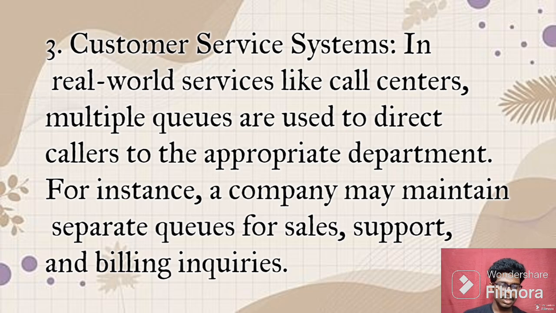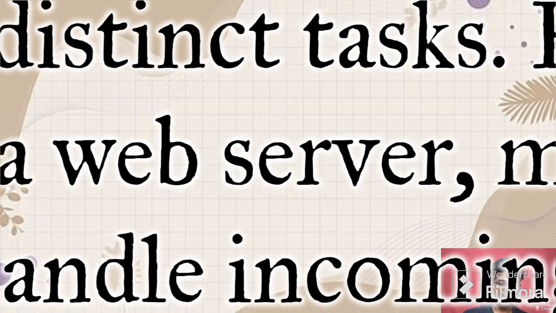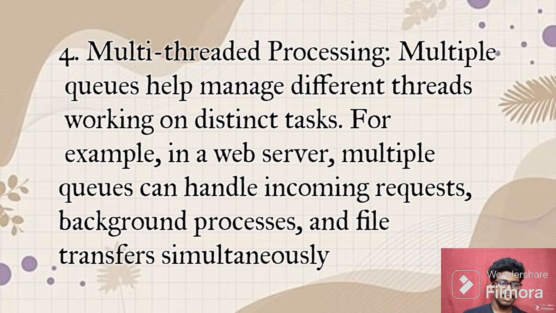Third is customer service systems. In real world services like call centers, multiple queues are used to direct callers to the appropriate departments. For instance, a company may maintain separate queues for sales, support, and billing inquiries. Fourth, multi-threaded processing. Multiple queues help manage different threads working on distinct tasks. For example, in a web server, multiple queues can handle incoming requests, background processes, and file transfers simultaneously.